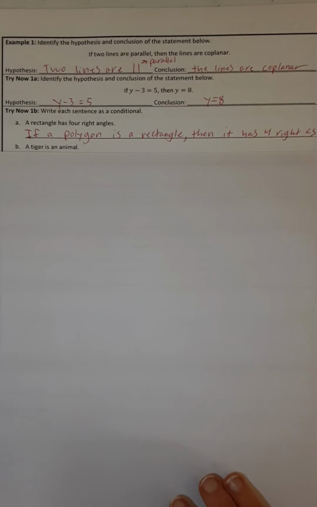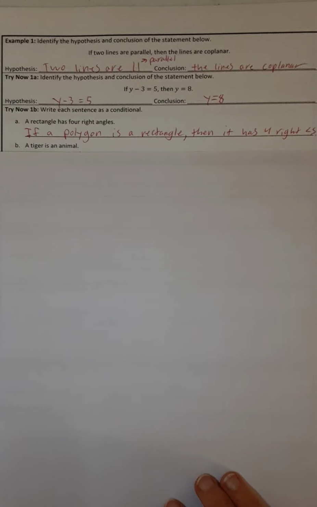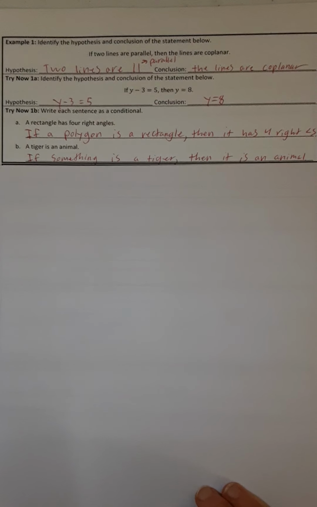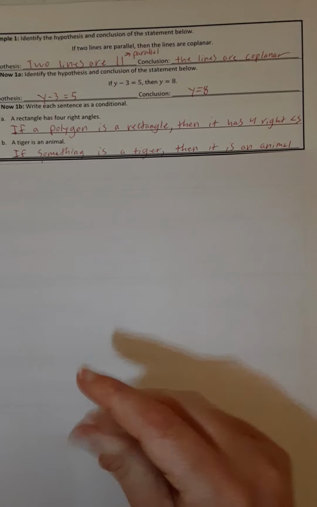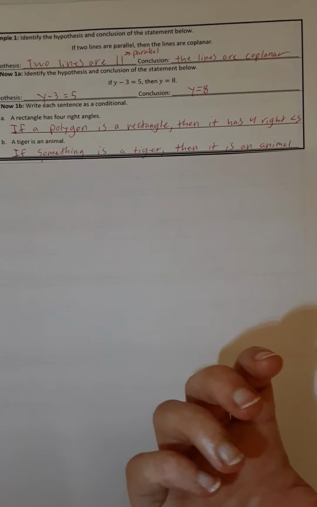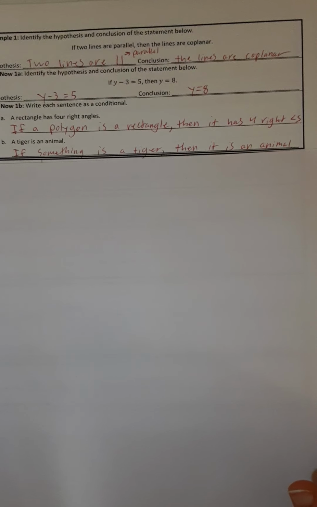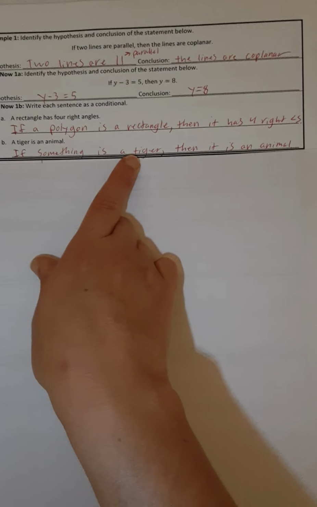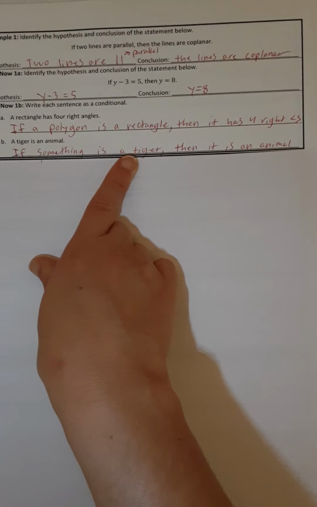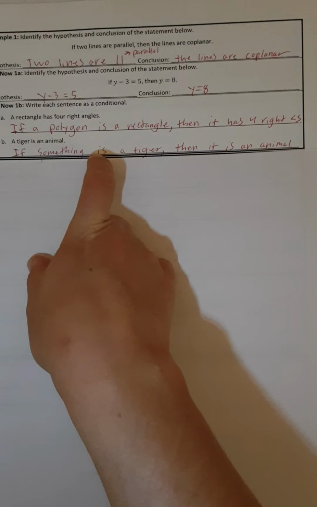Again, here with this one, a tiger is an animal. This one was kind of tricky. I just wrote, if something is a tiger, then it is an animal, right? We could also switch either of these around. We could say if a polygon has 4 right angles, then it is a rectangle. That won't necessarily be true. We could have a polygon with 4 right angles, but maybe it has more than 4 sides. But it would have been a correct if-then. We also could have said, if something is an animal, then it is a tiger. Again, that one is false. There are animals that are not tigers, but it still would be an if-then statement. So for the purpose of this question, it would be a correct answer.